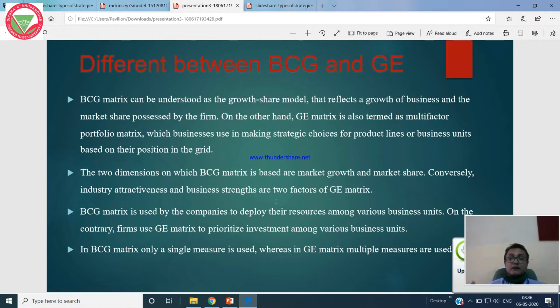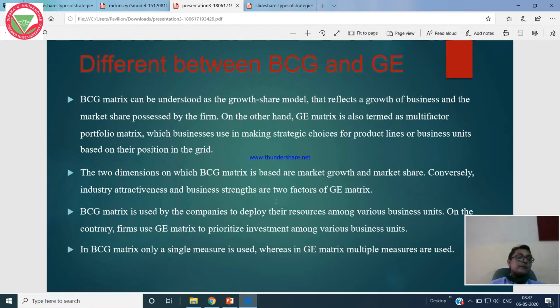On the other hand, the GE matrix is a multi-factor portfolio matrix, which businesses use in marketing strategies for product lines or business units based on their positions in the grid. The two dimensions on which the BCG matrix is based are market growth and market share, whereas the GE matrix is based on industry attractiveness and business strength. The BCG matrix is used by companies to deploy their resources amongst various business units. On the contrary, firms use the GE matrix to prioritize investment amongst business units.